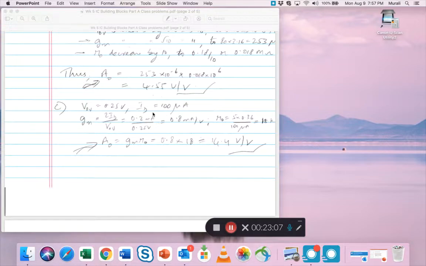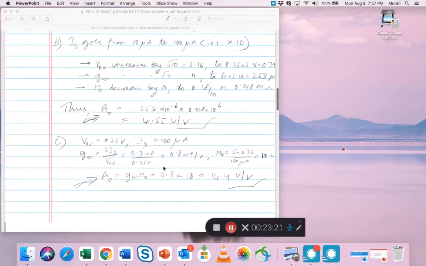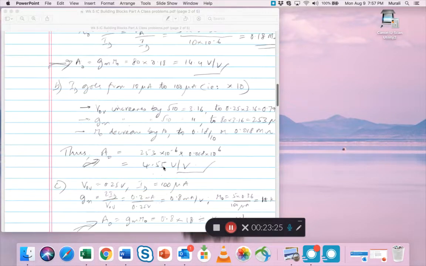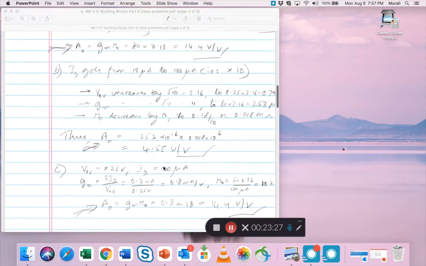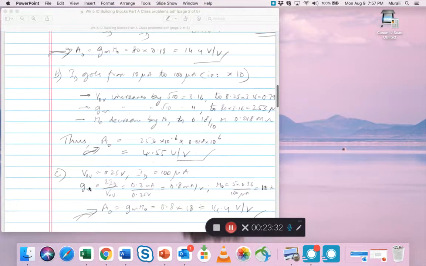So with this combination, then what happens to A0? It goes back to 14.4, which is what we had here. So I don't know what to say about all this data. There's some pattern here, right? If you are able to mess with W and increase ID but keep VOV the same, then you get the original 14.4 back.